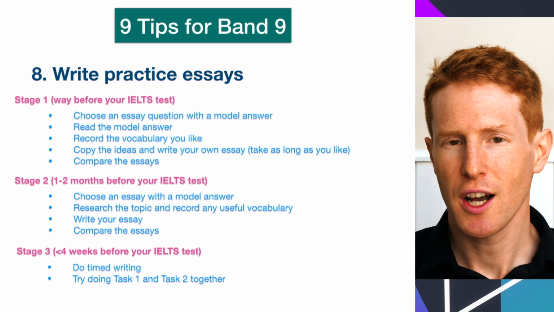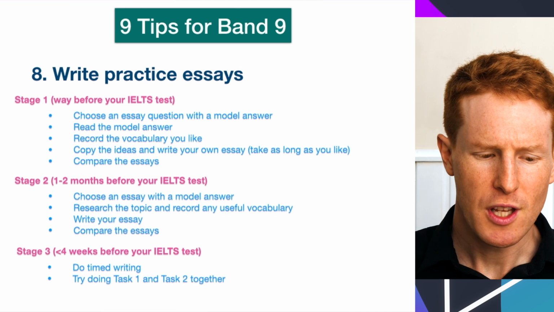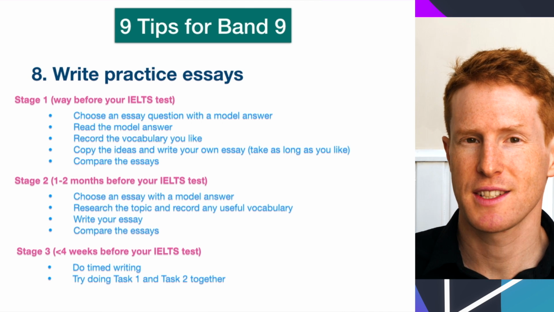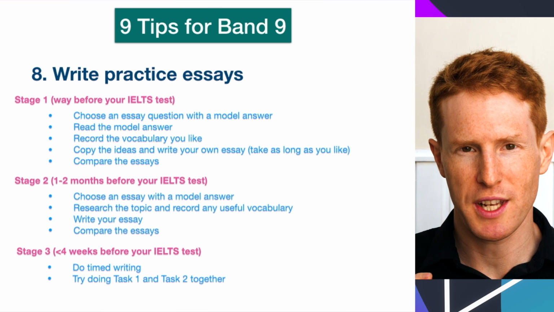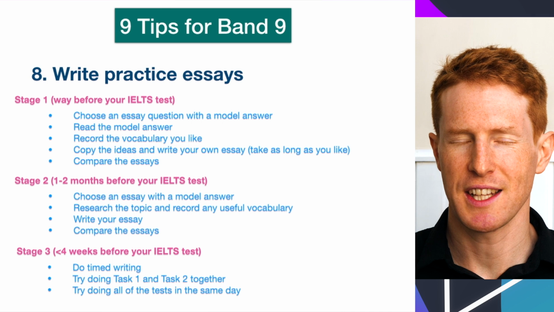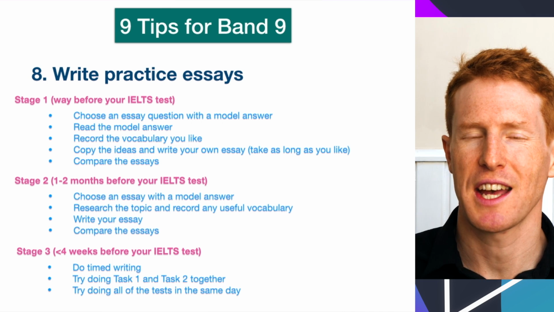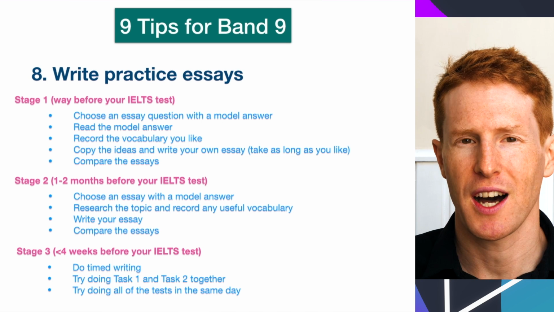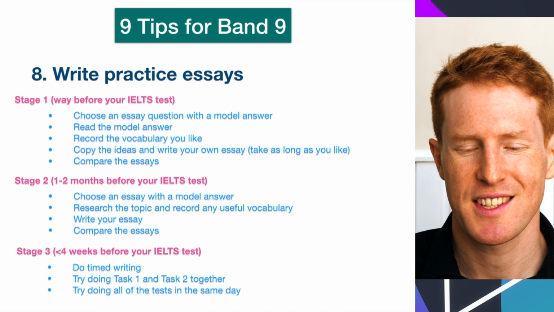We're going to try doing task 1 and task 2 together. So giving ourselves 20 to 25 minutes for task 1 and 35 minutes to 40 minutes for task 2. So we're going to put those together. And we're also going to be doing all of the tests in the same day. So we're going to start with a listening test, then we'll do the reading test, and then we'll do the writing test. And we're going to be trying to develop our stamina, which is what we need to be able to do the IELTS writing test.